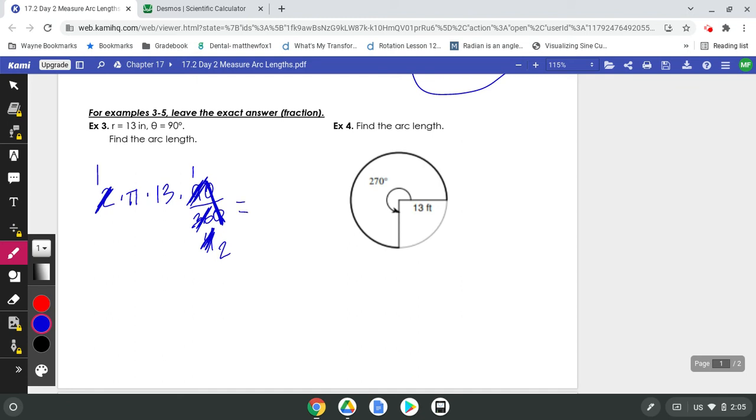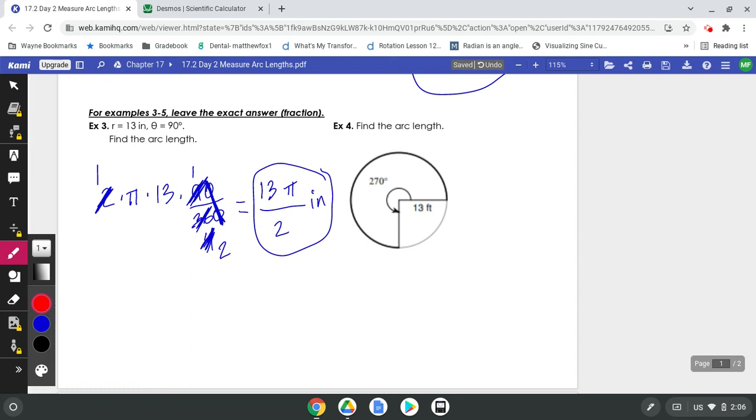Multiply what's on the top, so 1 times pi times 13 times 1. That leaves us with 13 pi. Remember, we're not multiplying the pi in, just leave it. On the bottom, all we have left is a 2. Double check, can 2 go into 13? It can't evenly, so we leave it. And our answer is in inches.